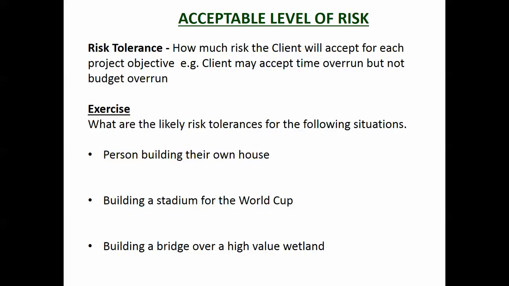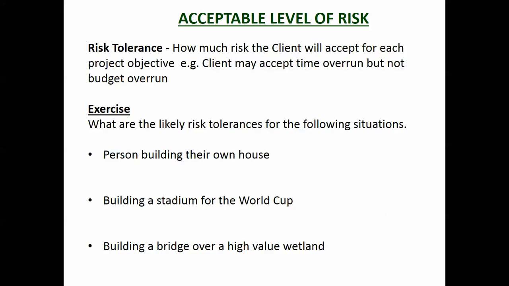They may accept a time overrun, but they might not accept a budget overrun. So that's the other thing about risk tolerances. Some of those objectives they're willing to compromise, and some of them they're not. So that harks back to when we were looking at ranking our objectives. You know, what is the most important objective? So you don't really want to be taking risks with the top objectives. So in a construction project, it might be quality and scope, but you might be willing to run over time. So you're willing to compromise that objective.